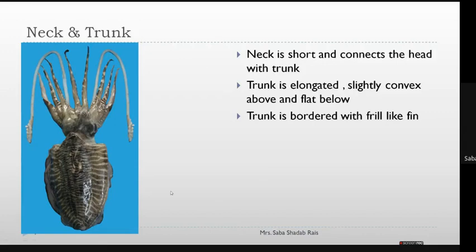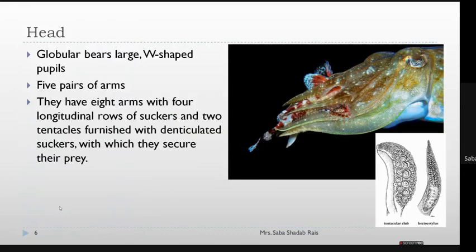I hope you know lateral and ventral. Lateral means this border side, and on this border side you can see this frill-like structure, which is nothing but the fins. Now these fins are separated by a cleft at the aboral end, and these fins are used for locomotion. One more organ used for locomotion is called the funnel. So this is about the external features of sepia.